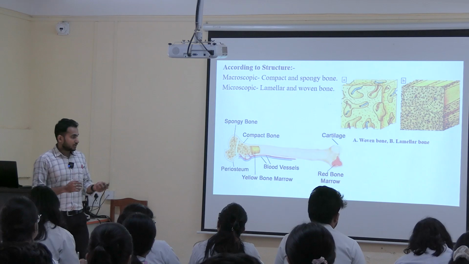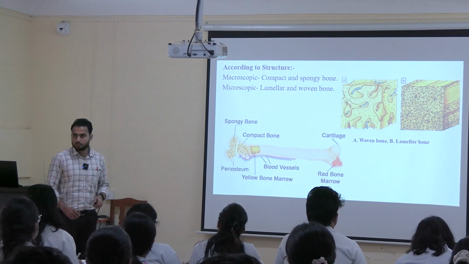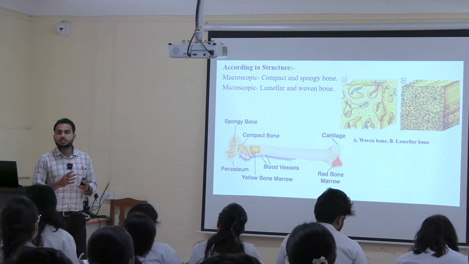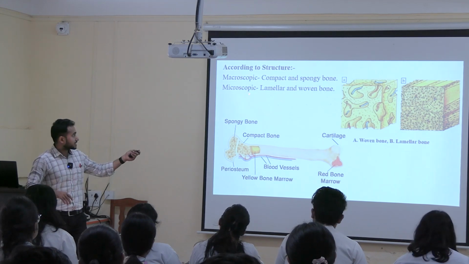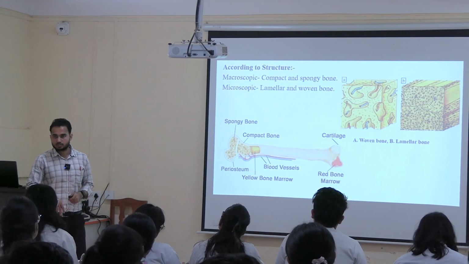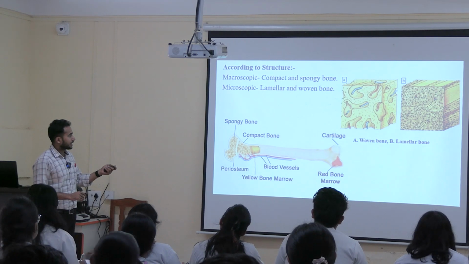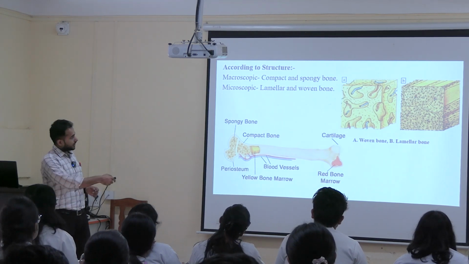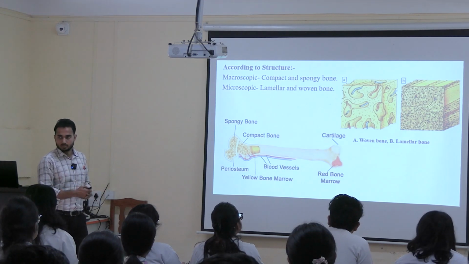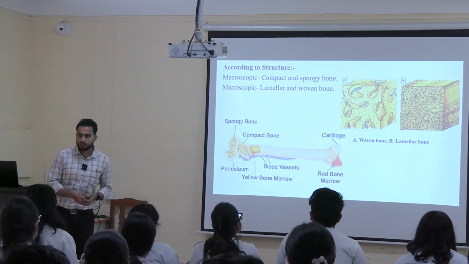Next, what is there in the compact bone and what is there in the spongy bone? For that, we need a microscope in order to study in detail. The structure will be lamellar and woven bone. Those are the microscopic structure. First let's discuss the compact bone and the spongy bone, and then we'll go into the microscopic one. Here you can see I have shown the microscopic images also. This is how it appears. This is the woven bone and this is the lamellar bone.